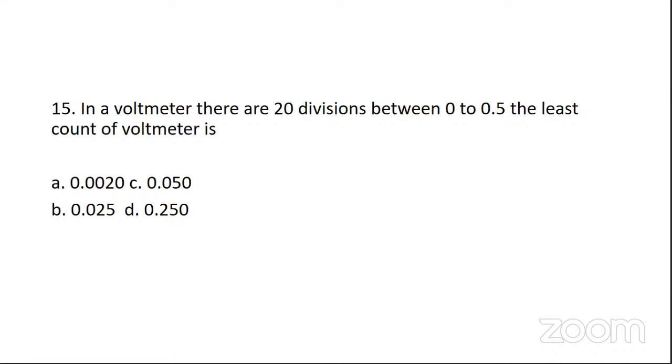In the voltmeter, there are 20 divisions between 0 to 0.5. The least count of voltmeter is? So this is not given in our book. Least count is basically the lowest amount of something which an instrument can measure. So it is less than 0, obviously. Voltmeter is less than 0. No, not least voltmeter, amount. Ammeter. Ammeter is less than volt. No, A is not the right answer.